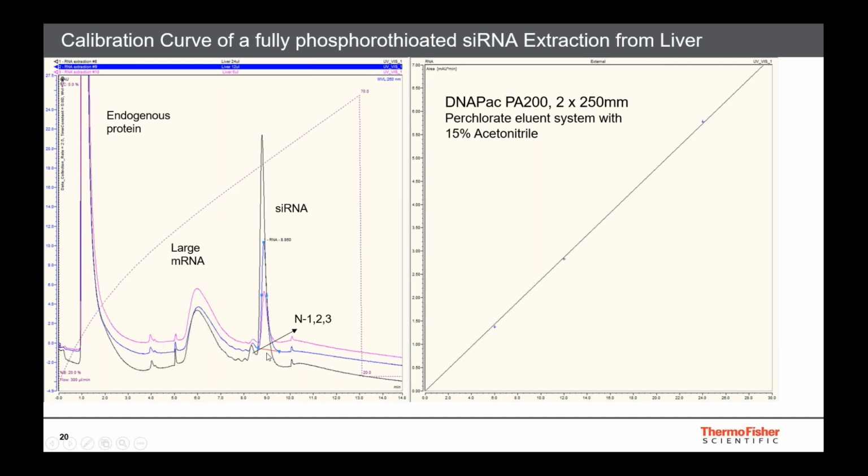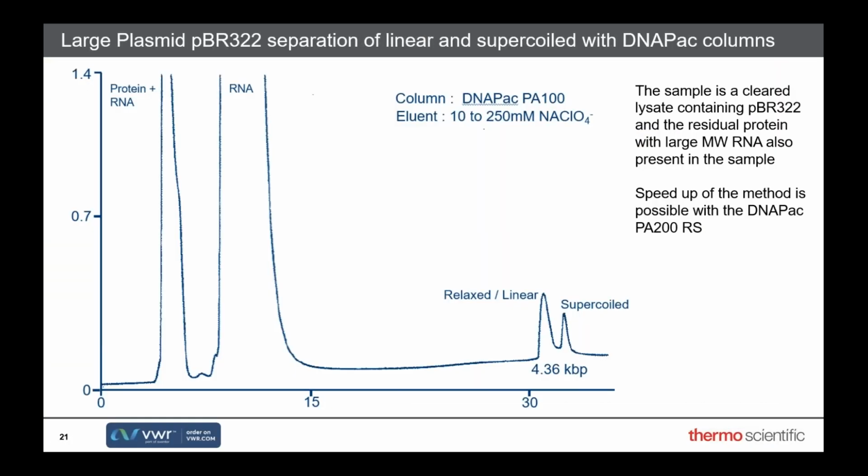So I haven't done any extraction here. It's just one injection, and it's linear. And you can even see some of the breakdown products or impurity products here as the N-1, 2, and 3. So that's a good way you can look at clinical studies.